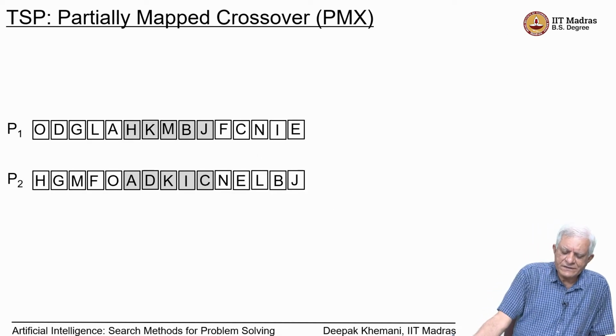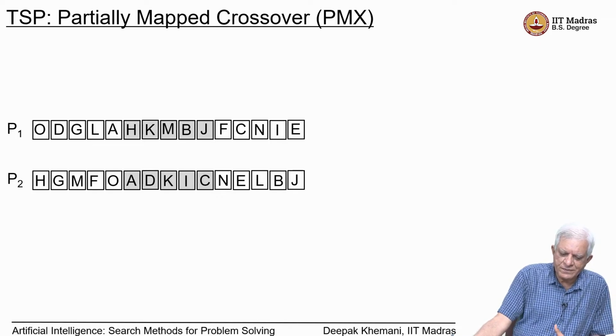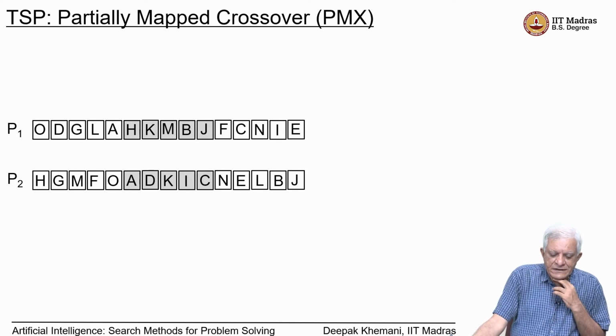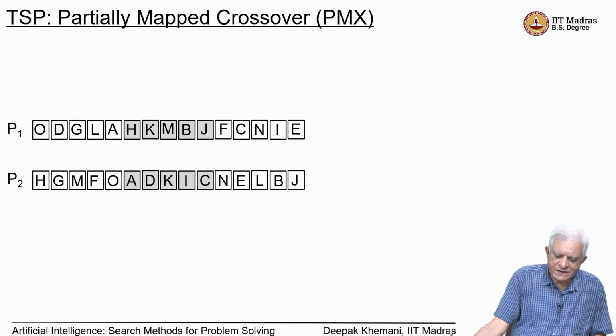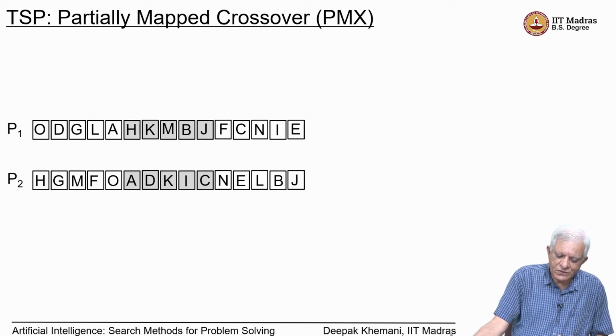The next crossover operation that we want to look at is also a very popular one called partially mapped crossover, or PMX. You can get nice illustrations of these on the net, with videos showing how these things happen. The process is as follows: you identify some cities which are a subtour in each of the two parents, the corresponding cities, as shown in the shaded areas here. In parent 1 we have H, K, M, B, J. In parent 2, in the corresponding locations we have A, D, K, I, C.